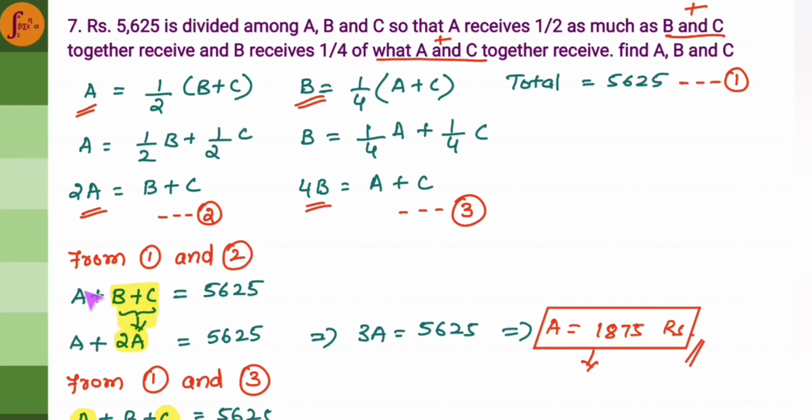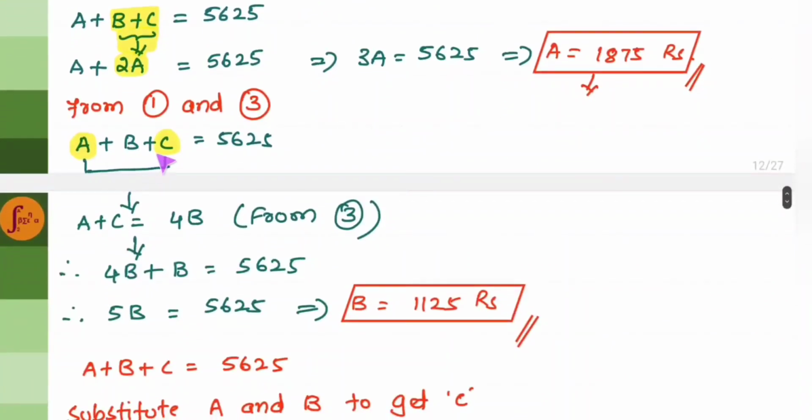Now we will take the same expression, A plus B plus C is equal to 5625. Earlier we substituted B plus C. Now we will substitute A plus C, because A plus C is nothing but 4B. So A plus C is 4B plus B, 5B is equal to 5625.